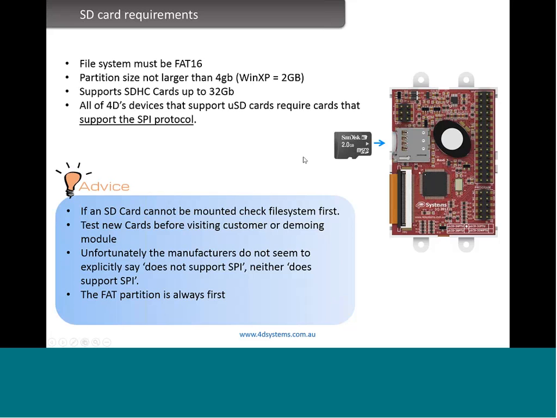And if it doesn't recognize it on this basis, sometimes you just reformat it again. Maybe there was a mistake, but it might be that the micro SD card doesn't support the SPI protocol.